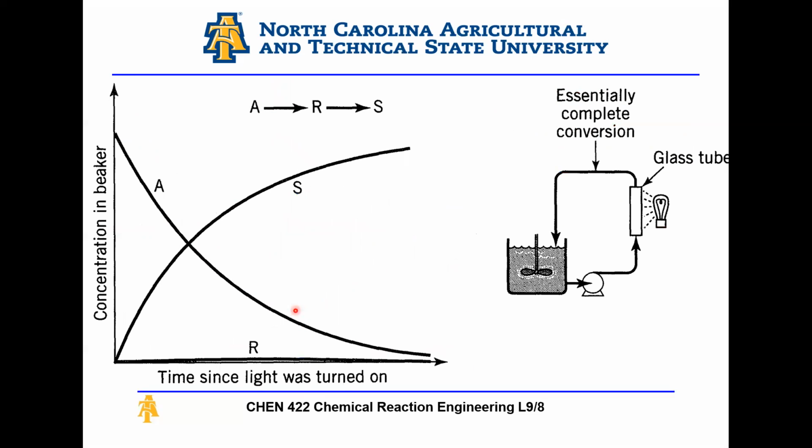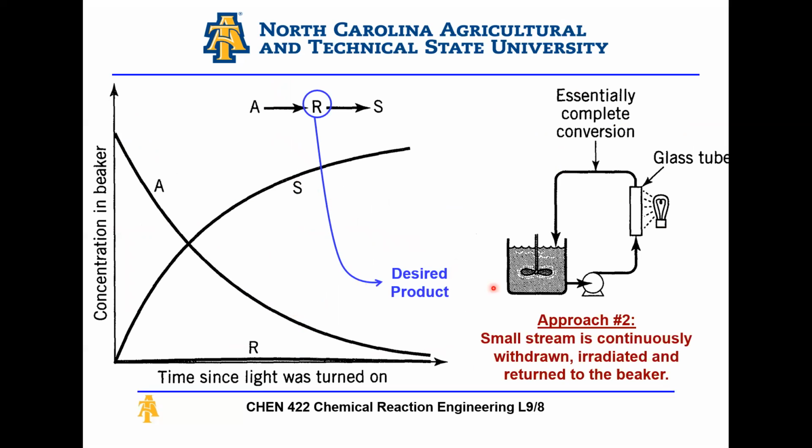Let's have a look at the other extreme, the second end of this reaction. In the second approach, I'm taking a small stream from my batch reactor, pumping it, and introducing it to a glass tube, which is irradiated. And then I'm returning the converted products back into my beaker. So a small stream is continuously withdrawn, irradiated, and returned to the beaker. There is no irradiation directly at the beaker. I'm only reacting a small slipstream from the beaker.